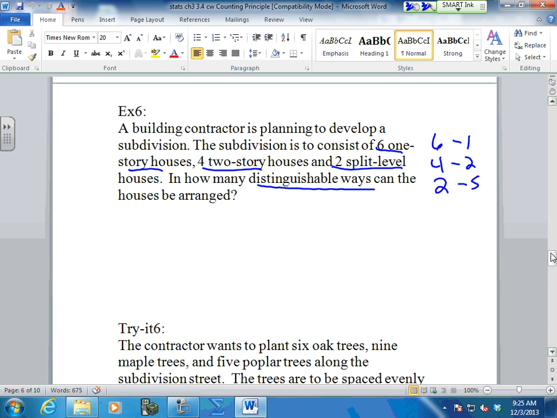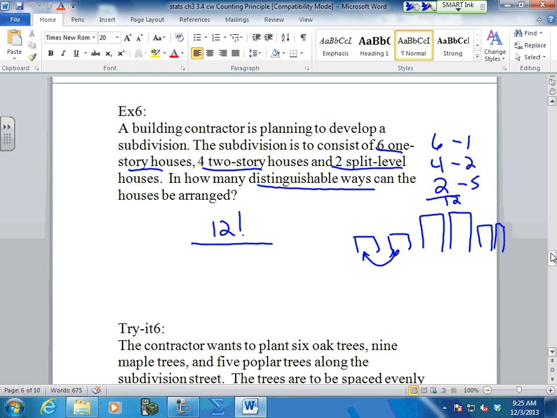In other words, if here's his 1-story, 2-story, and split levels, I'll go halfway up. He can't just switch these 2. You wouldn't be able to distinguish the difference. So he wants to know how many distinguishable ways can he arrange all of these houses. He's got 12 houses to arrange. So we're going to do 12 factorial over, take out your duplicates, 6 factorial, 4 factorial, 2 factorial.